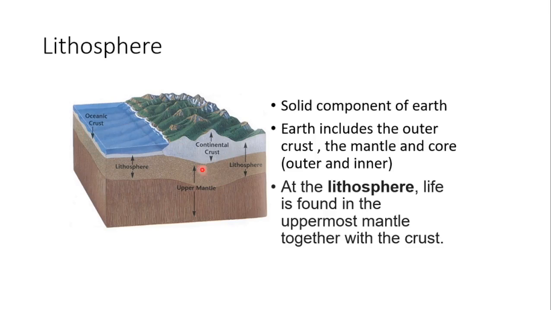This diagram shows the upper mantle part and the crust region where you are able to see the oceanic crust and continental crust. And life is found in the lithosphere, that is in the upper mantle. Together with the crust, life exists only in this part.